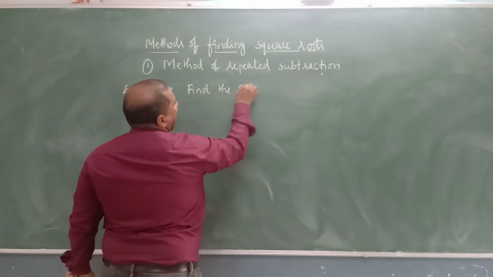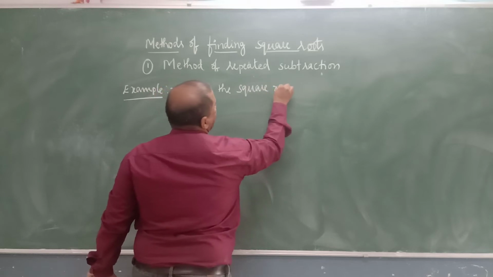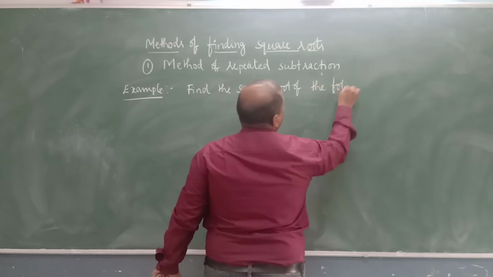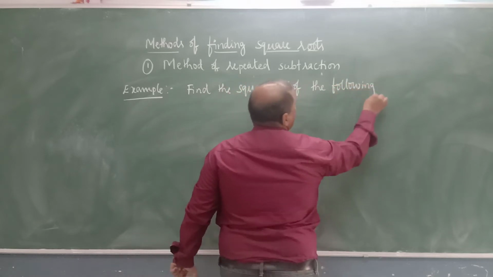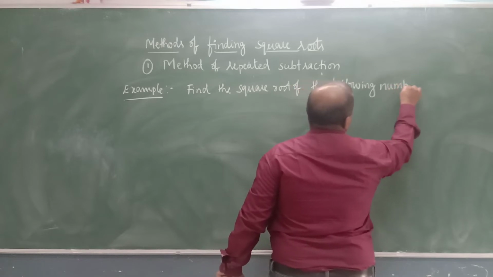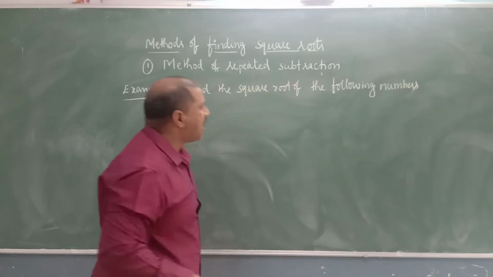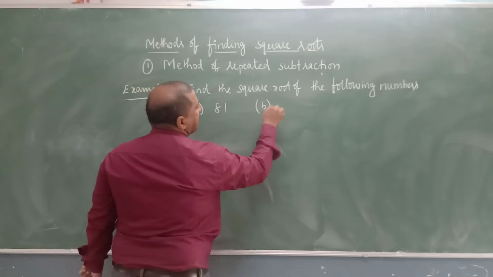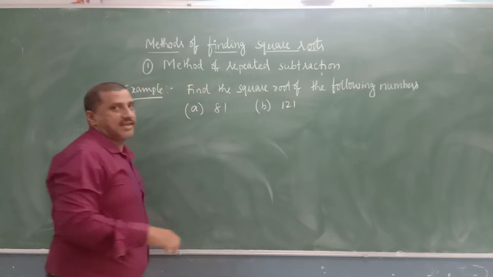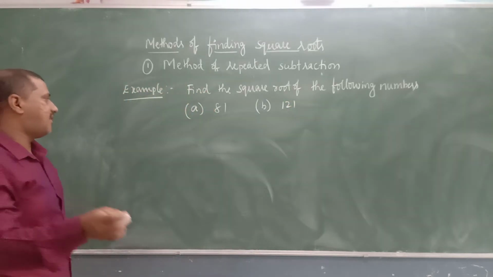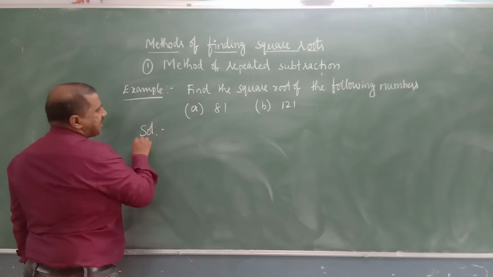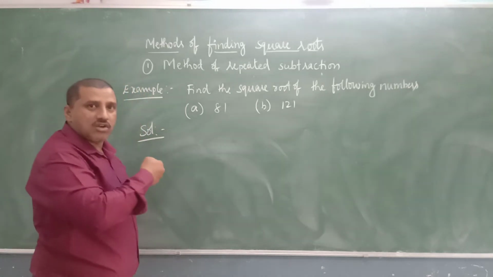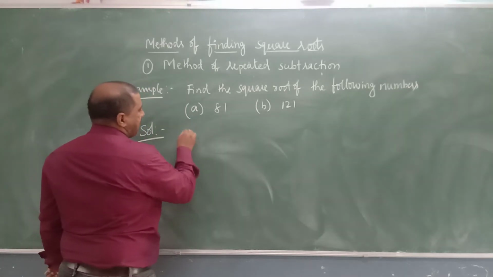Find the square root of the following numbers: 81 and 121. So what we will do in this method? We will subtract the odd numbers from the given number, starting from 1. First it is 81.